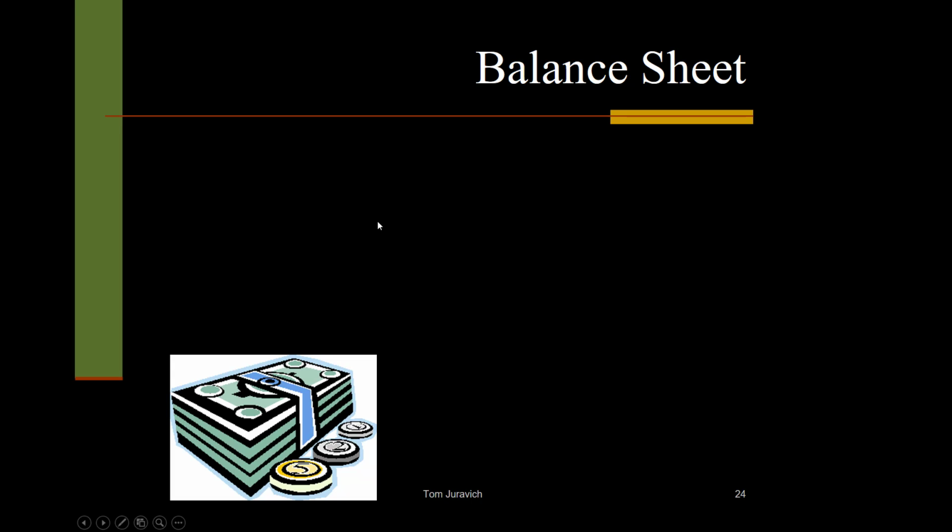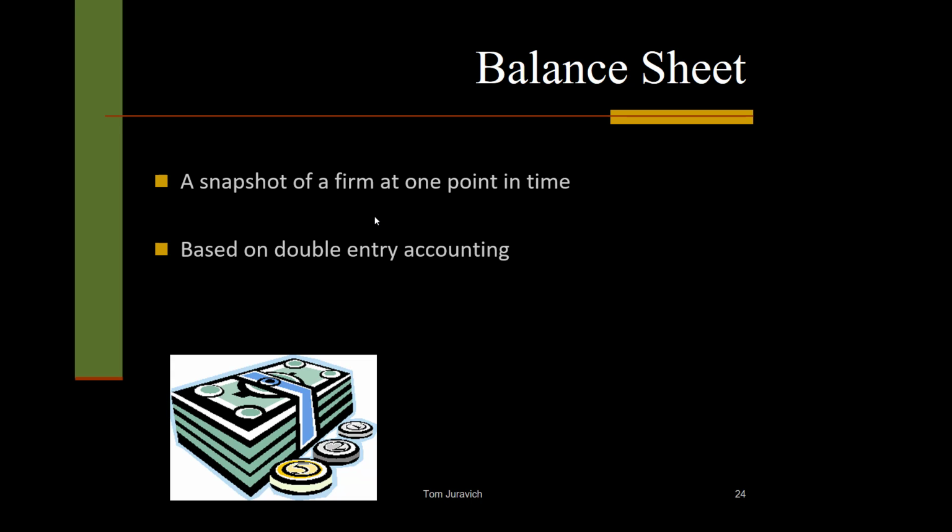Unlike the moving picture of the income statement, a balance sheet is a snapshot of a firm at one point in time. It's also based on double entry accounting, so it looks and feels different than an income statement. And finally, by definition, a balance sheet must balance. And this is true both for a firm that's doing very well financially and one that's doing poorly.